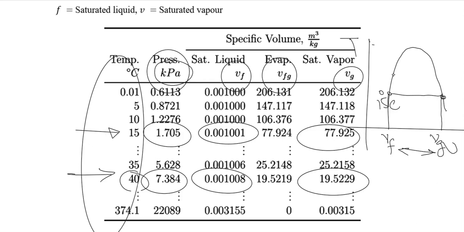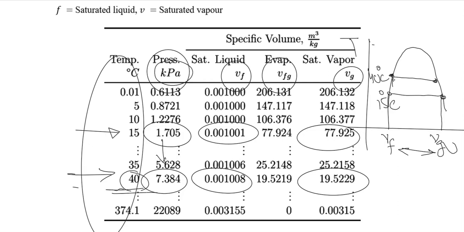Now let's talk about another temperature, one which is greater than 15 degrees centigrade, and let's say that is 40 degrees centigrade over here. If I'm talking about 40 degrees centigrade, you can imagine our pressure would now be greater. If I'm increasing the temperature, I'm increasing the pressure as well. So now our pressure is 7.384.